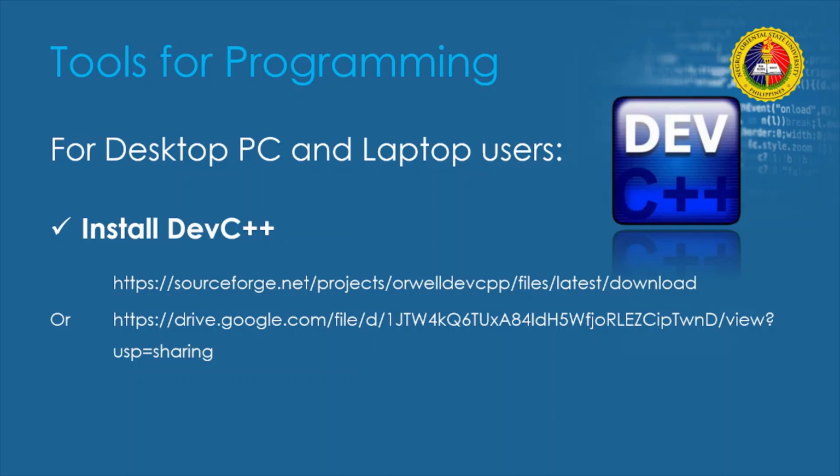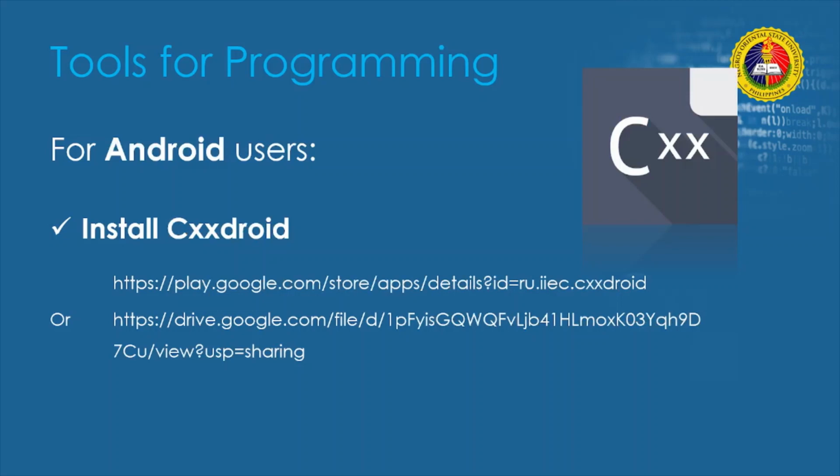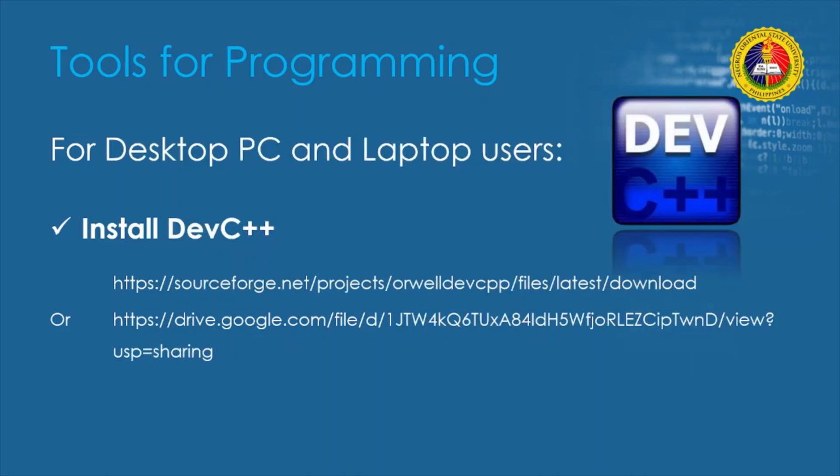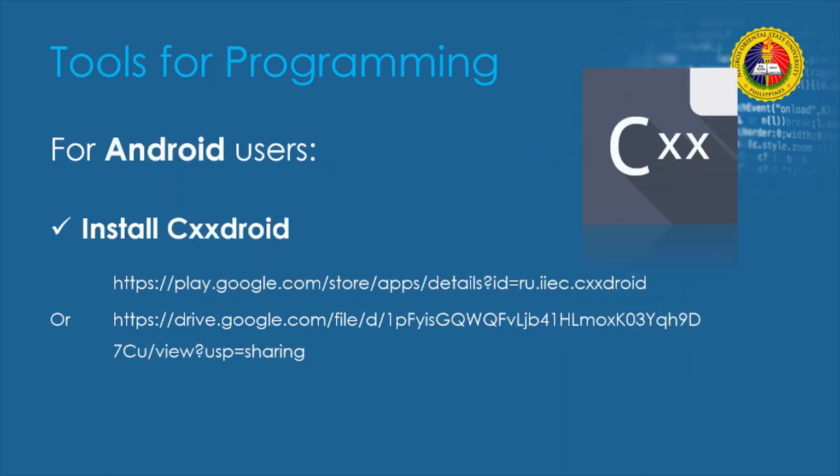If you don't have a laptop or desktop computer, and you have an Android phone or smartphone, you have to install CXX Droid. This would be the logo. You can download it through the Play Store. You just have to Google it or copy this link.